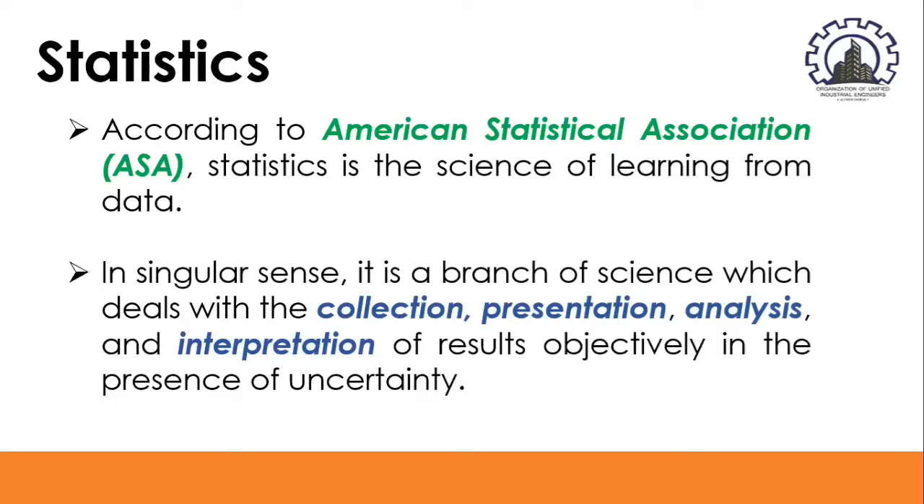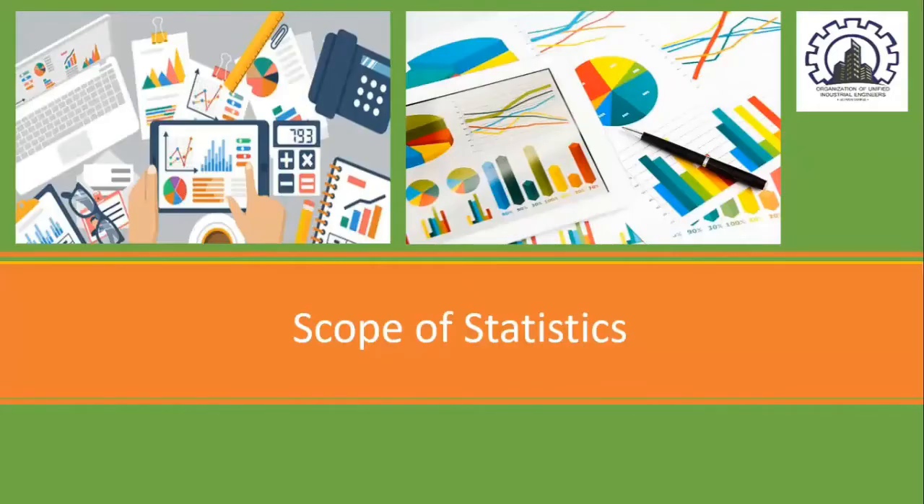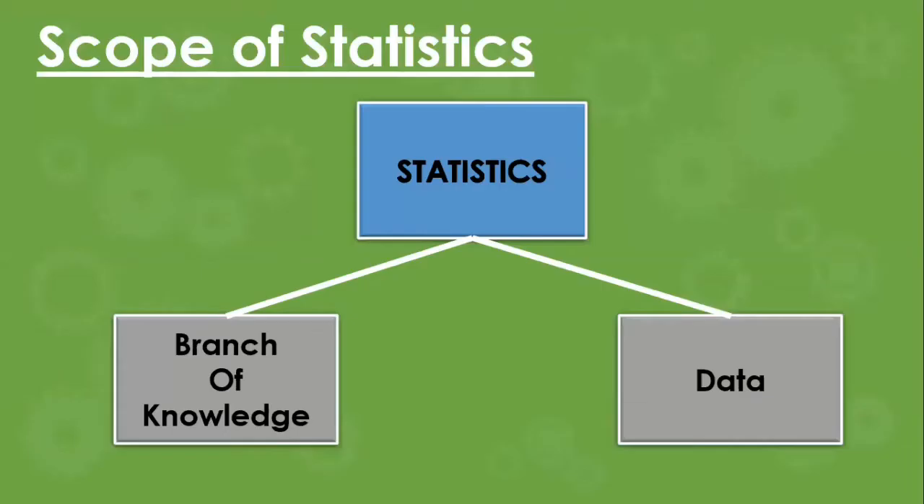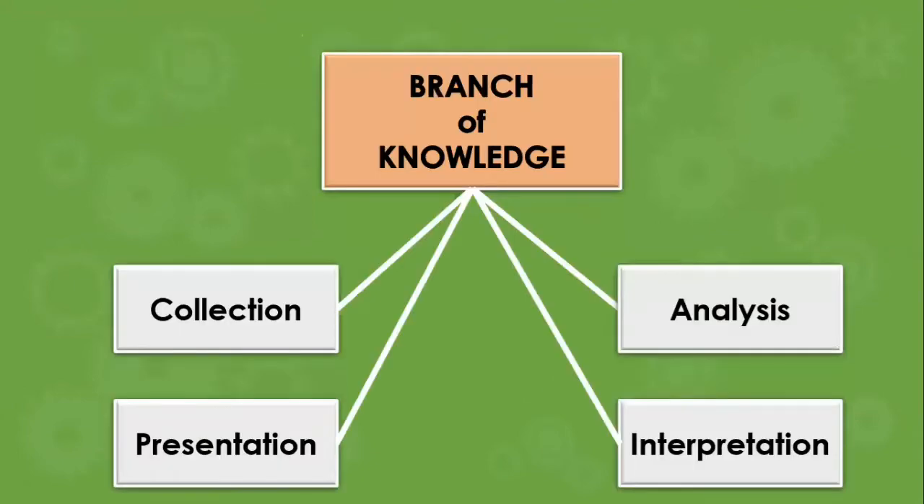So what is then the scope or coverage of statistics? Well, statistics is divided into two scopes. First, we have the branch of knowledge, and second, we have data. It is a branch of knowledge because we collect data, we present data, we analyze the data, and then we interpret the results.